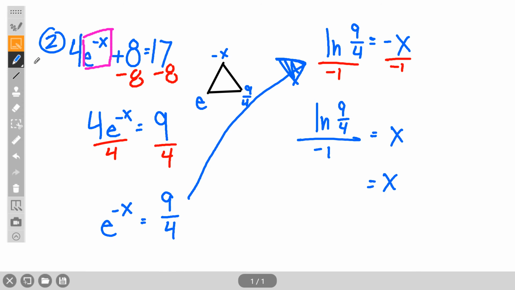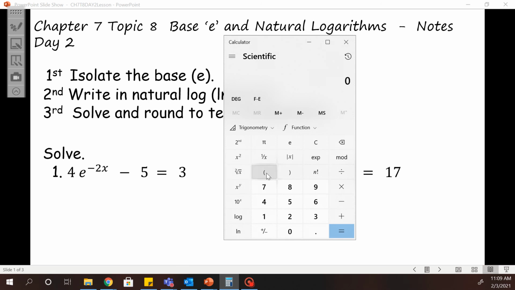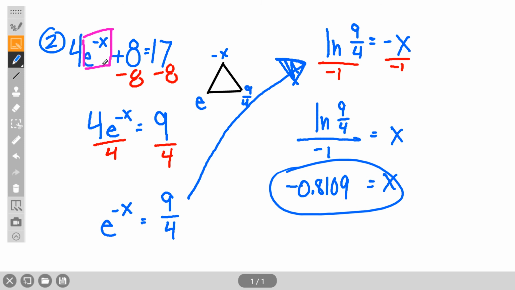I just have to plug this into a calculator to figure out what this is. So 9 over 4, natural log of that, and then divide that by negative 1. All right, so this is what we get. Round it to the ten-thousandth place, so negative 0.8109. And that will be our value for x here. That will be our solution.